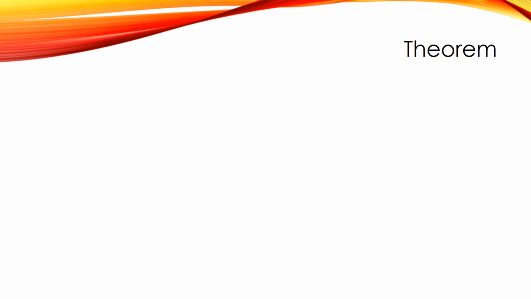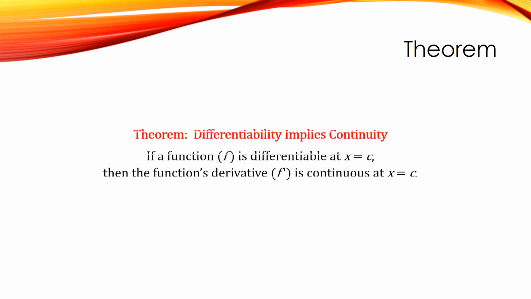You learned in the module on limits that for a limit to exist at a given point, the function must be continuous at that point. You learned in this lesson that a derivative only exists if the limit exists. This leads us to the following theorem. Differentiability implies continuity. If a function is differentiable at x equals c, then the function is continuous at x equals c.